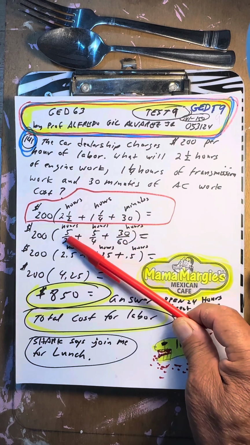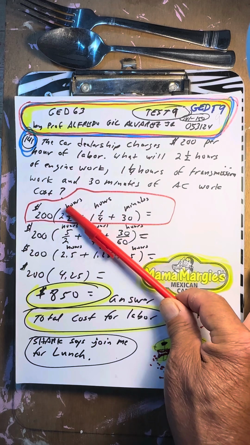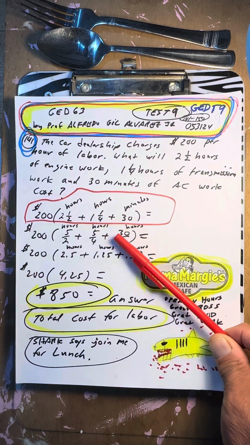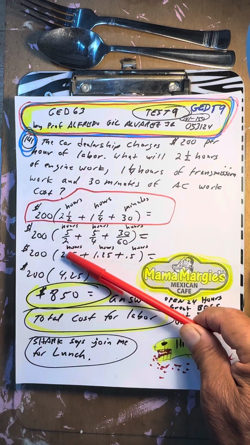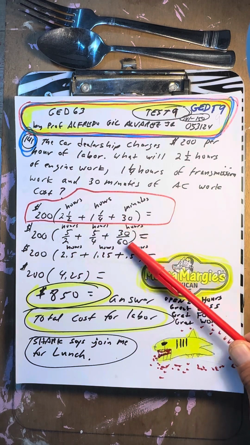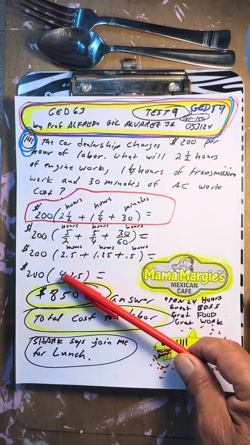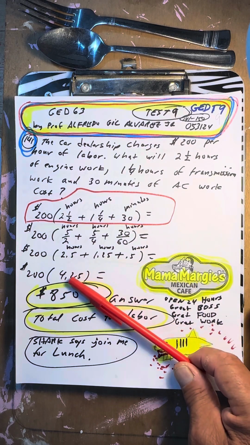So that's going to be 5 over 2, 5 over 4, and 30 over 60 hours. So now, decimals: 2.5, 1.25, 0.5. Add them together, you're going to get 4.25 hours.